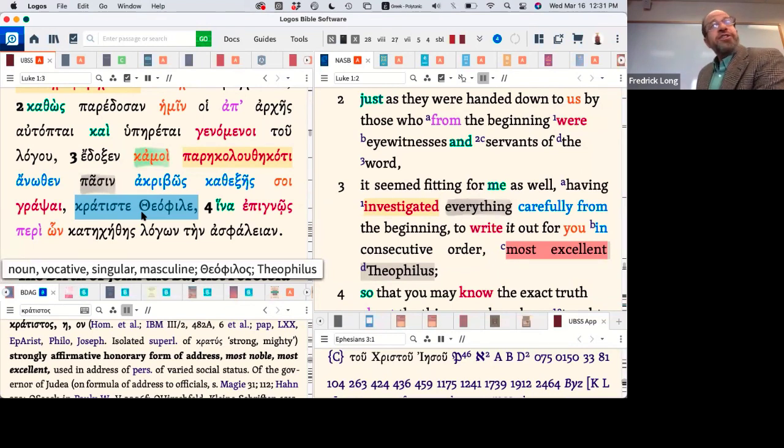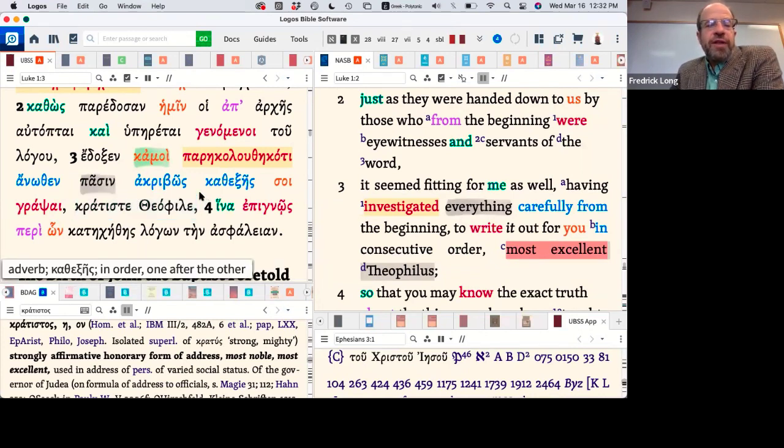Theophilus is curious too, because it means literally God lover, friend of God. And so it could be that this is any reader who might consider him or herself a friend of God. That's another possibility. Some other proposals are that this is a priest or a high priest of some kind. Yeah, Theophilus is a priest. He was just his friend. Yeah. Okay. So that's verse 3.